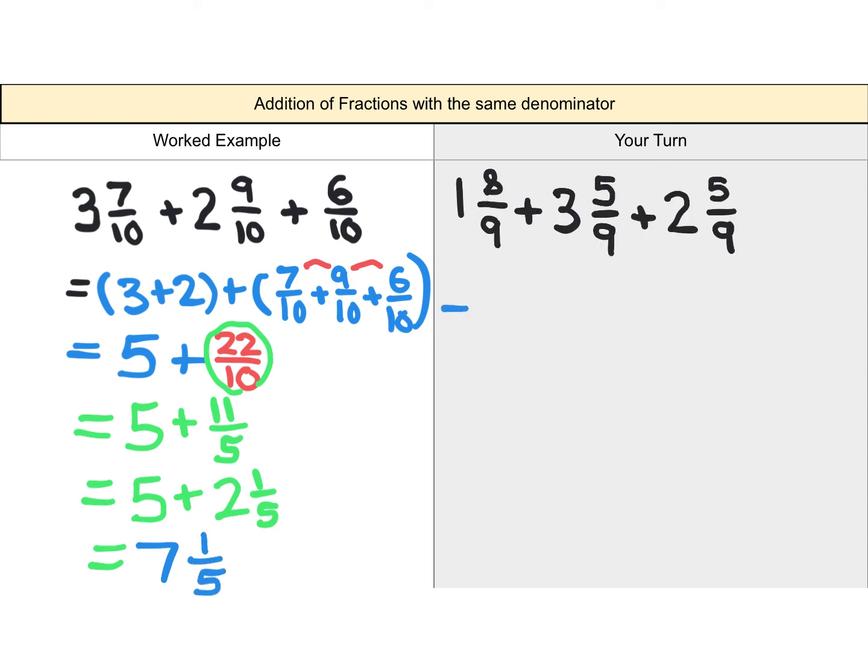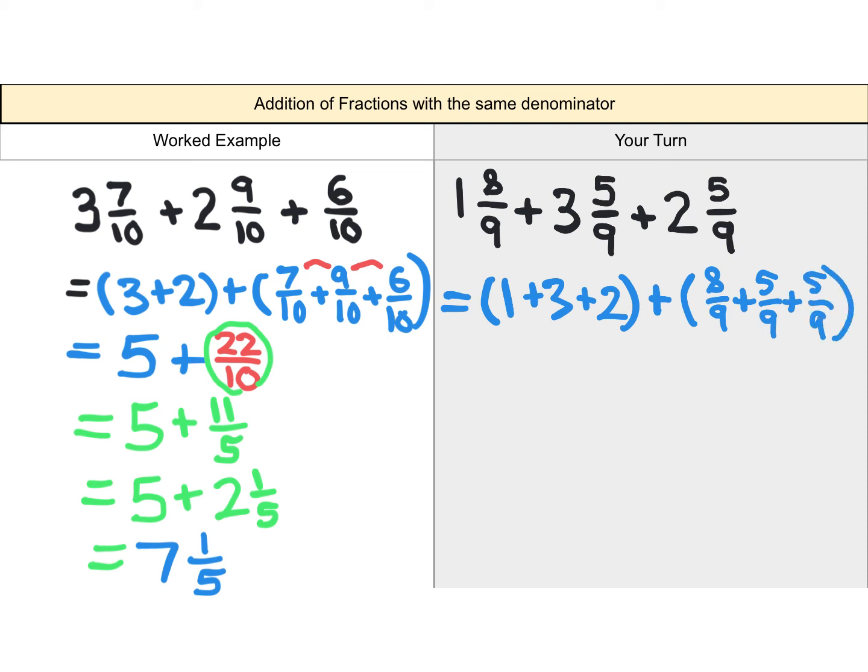In your example, we would first need to add the whole numbers, 1 plus 3 plus 2, and then add up all of the fractions, so 8/9 plus 5/9 plus 5/9. What would the final answer be?